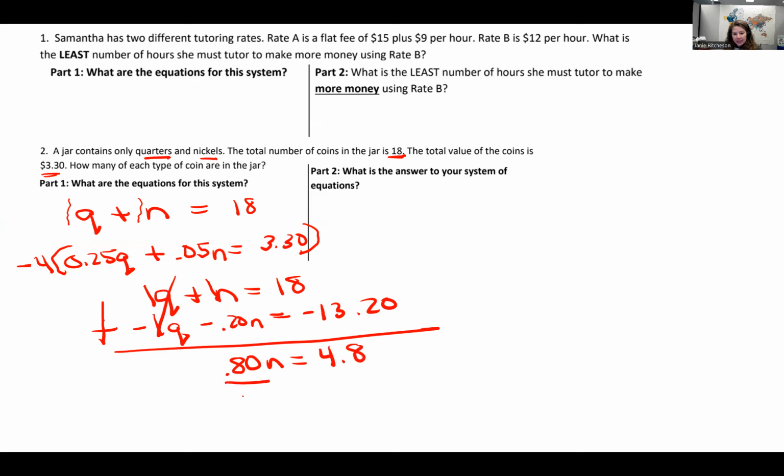So then to solve for N, I'm going to divide both sides by 0.8. So 4.8 divided by 0.8 is 6 nickels. All right, so if I had 6 nickels and 18 coins, that means I had to have 12 quarters. 12 quarters and 6 nickels. That makes 18 coins. All righty.